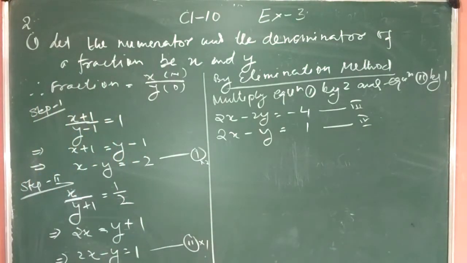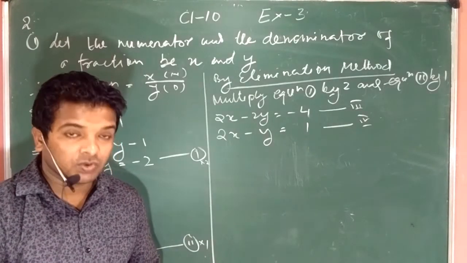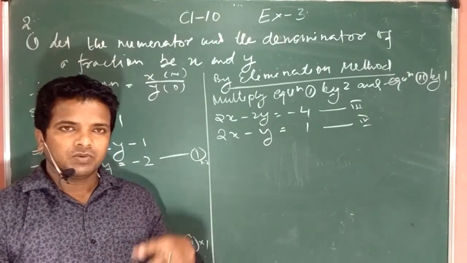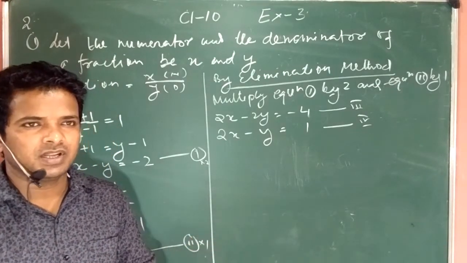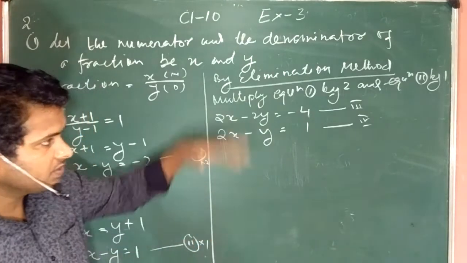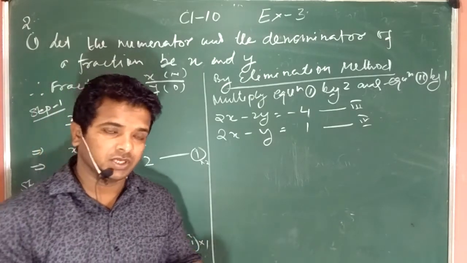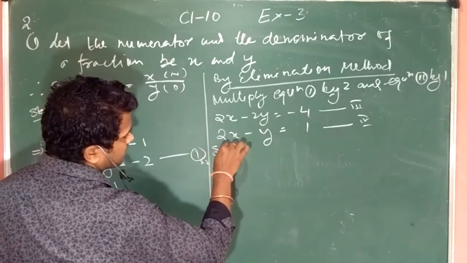These are called situational problems. The questions in question number 1 are called algebraic problems, but this one is called a situational problem. One situation will be given, that something happened to this number, something happened to that number, and that situation will be converted to an algebraic equation. After that we will solve using one method out of the 3, which will be written in the question.